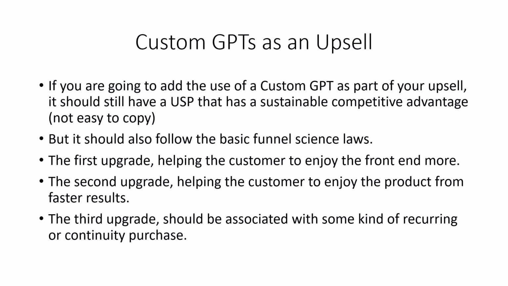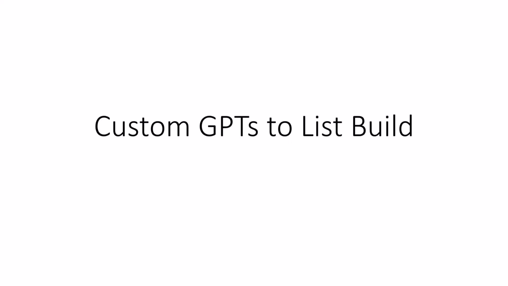So when you add a GPT, you need to make sure that it's following those funnel science laws. So you could put a different GPT at every upgrade as long as it helps you in these elements, right? You add a GPT, make sure that it helps your customer to enjoy that first product. If you add a GPT to the second upgrade, it should help your customer to enjoy the product with faster results. If you add the GPT into a third upgrade, it should be associated with some kind of recurring or continuity purchase. Let's talk about using your GPTs to list build.